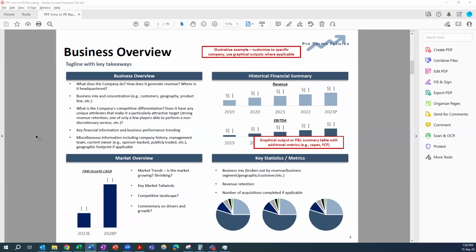And of course, you'll put the financial summary, which at a high level provides an overview of what the business looks like financially. Revenue and EBITDA are key metrics, and you could also add a table if you would like with more details, such as growth metrics or a walk from EBITDA down to free cash flow.